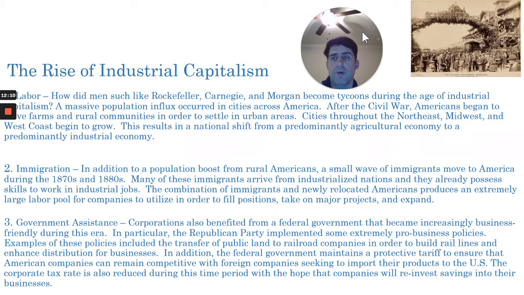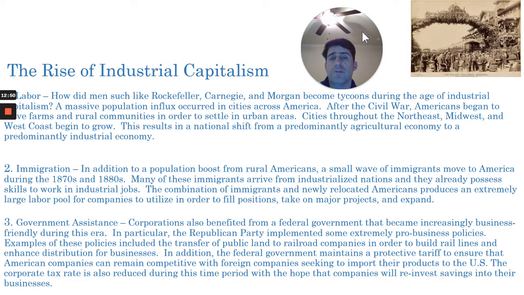But the question becomes, how did these men and their counterparts in other industries produce so much product that they could amass these great fortunes and build these companies to such large capacities? There are a couple of factors for that. A lot of it has to do with population, both domestically and internationally. So we'll start domestically first.